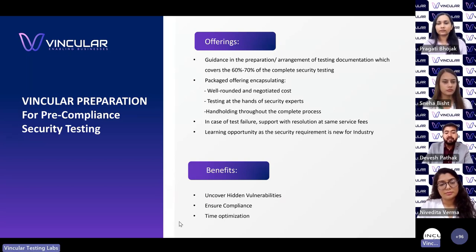But the first one, and the most important, is uncover hidden vulnerabilities. Next, ensure compliance against the ITSAR requirement. And in case of failure, it allows the manufacturer to do R&D over the loopholes in the product. Time optimization is the last benefit for the pre-compliance of security testing. So this is my last words for the security testing.